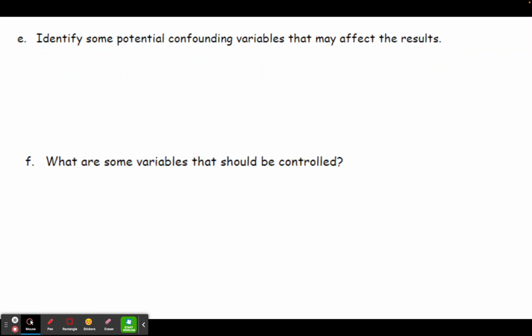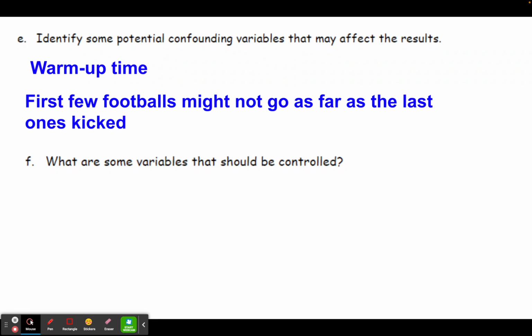Some potential confounding variables that might affect the results, maybe something like warm-up time. We know that the first few footballs might not go as far as the last ones kicked. So we would want to be sure that all of the football players have adequate warm-up time. And that might actually be a confounding variable that we could potentially control.